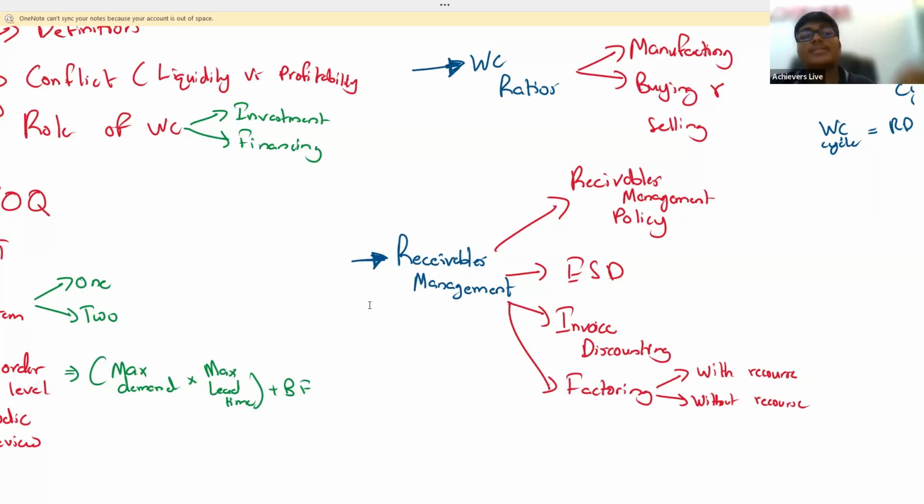Yes. With recourse, the customer should bear the bad debt risk. What is without recourse? The factor will be bearing the bad debt risk. You have to know the definitions.